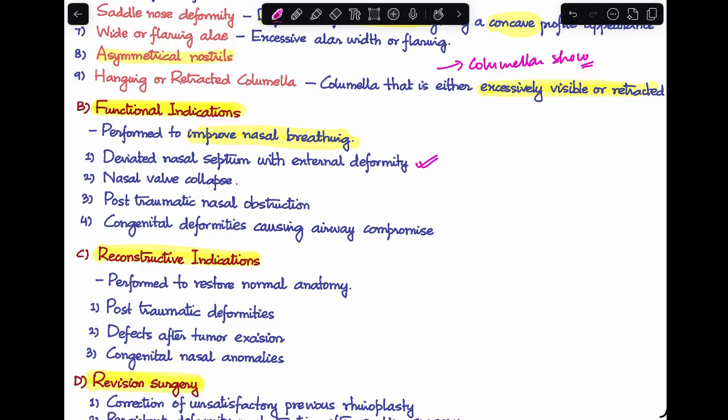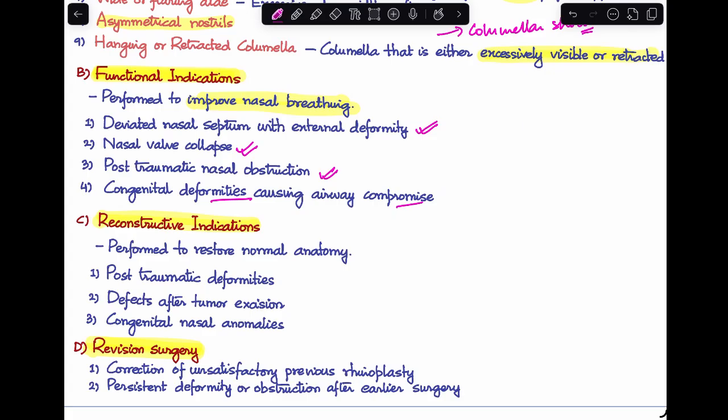If the patient has nasal valve collapse or a post traumatic nasal obstruction or congenital deformities which is causing airway compromise, these would comprise all the functional indications to perform rhinoplasty.